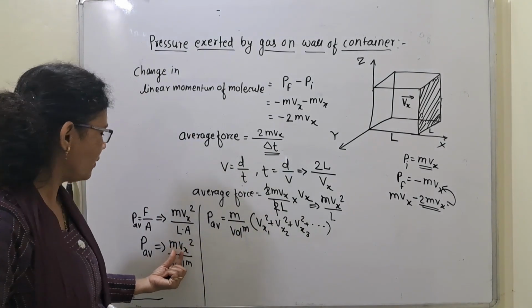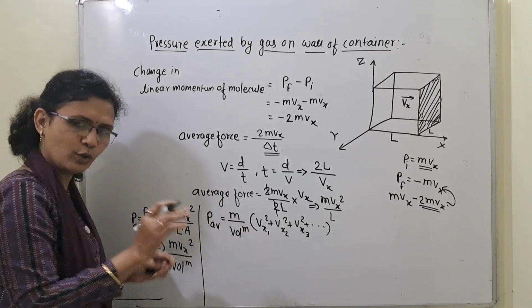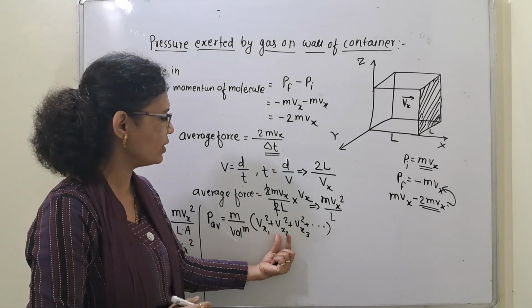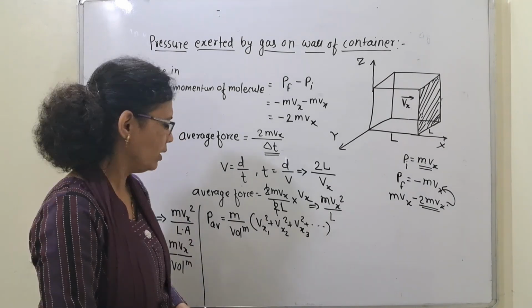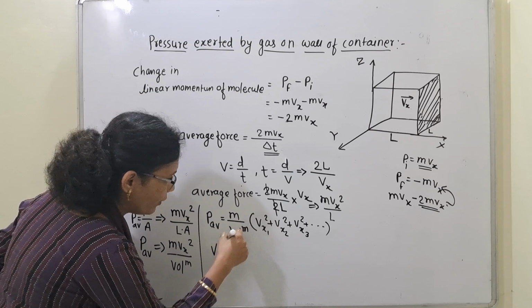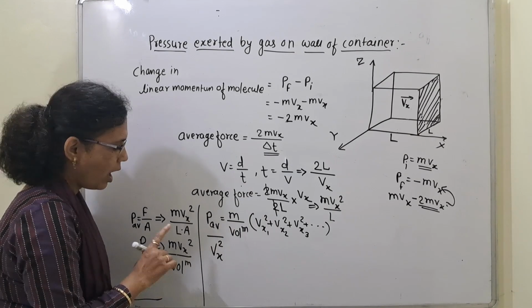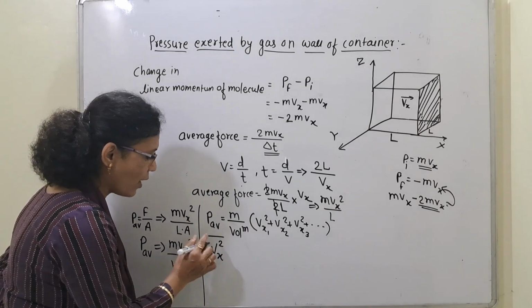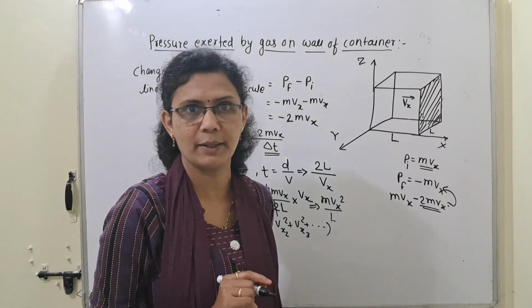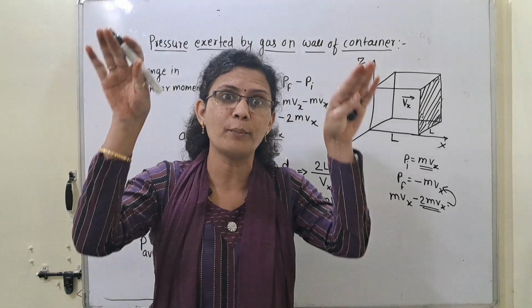Therefore, that will be mvx1 square upon volume, mvx2 square upon volume. That mass upon volume is constant. So, take it out, and only the remaining terms will be Vx1 square plus Vx2 square, Vx3 square, and so on. Now, if I consider the average of this, how can I write this Vx square average? Average of this square velocity. At that time, I have to add all those velocities and divide by the total number of molecules.